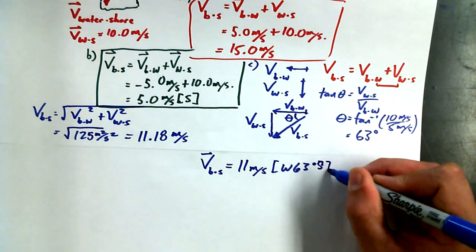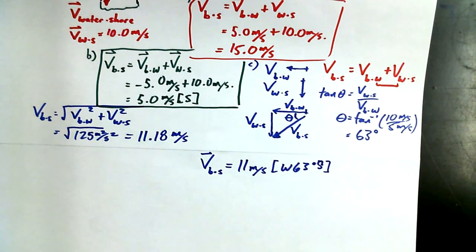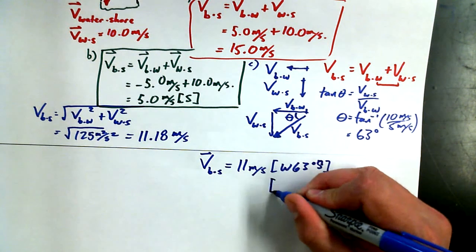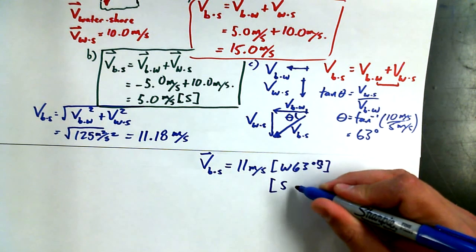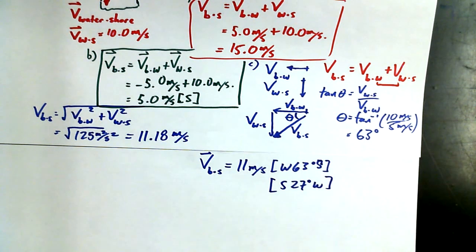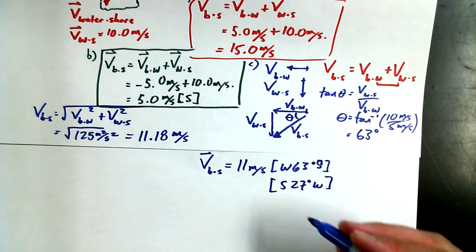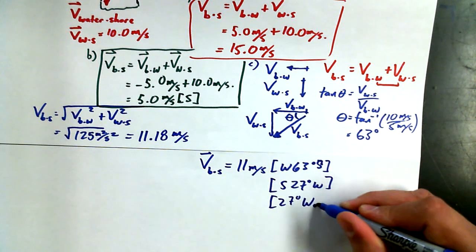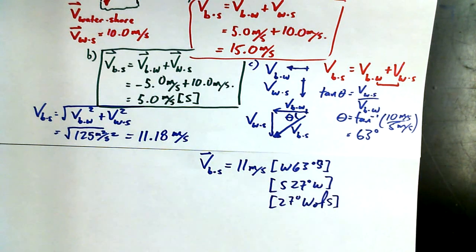Oops, south. But then some textbooks and some people might not like that because 63 is bigger than 45. So you could also say, more correctly maybe, south 27 degrees to the west. And I prefer that a little bit. Okay? And then there's still some other people that might say 27 degrees west of south. And if you like that better, that's okay. Feel good about physics. Physics is all about feelings.